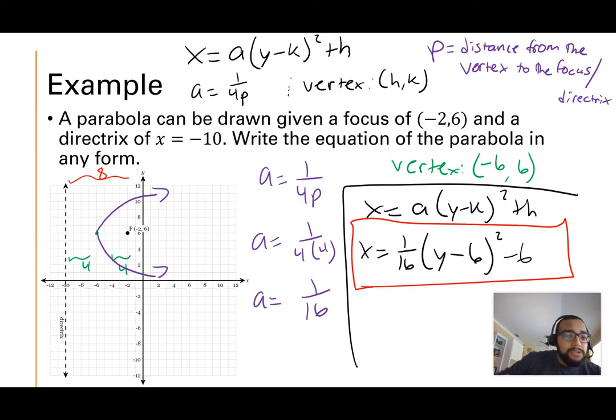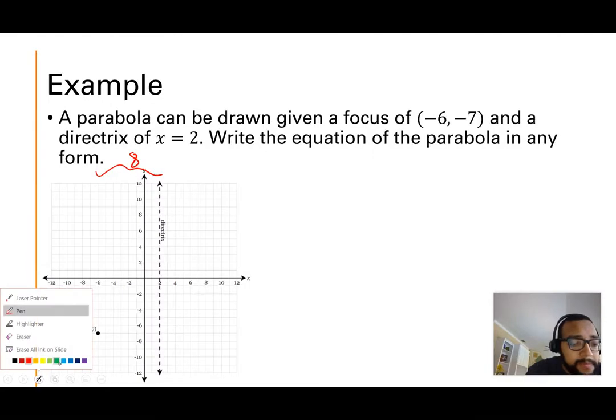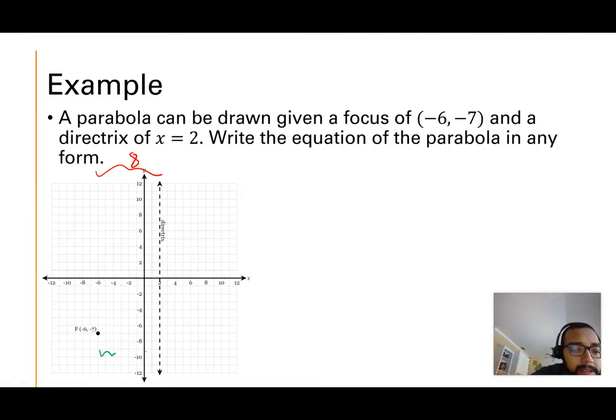So we have a couple more examples just like this. Same thing: focus of negative 6, negative 7, directrix of x equals 2, write the equation. So if you need the formulas, they're on the other page. This total distance, you can just either count the units or just count the difference between the x's. So one is at an x of negative 6, the other is at an x of positive 2. So it looks like a total distance of 8.